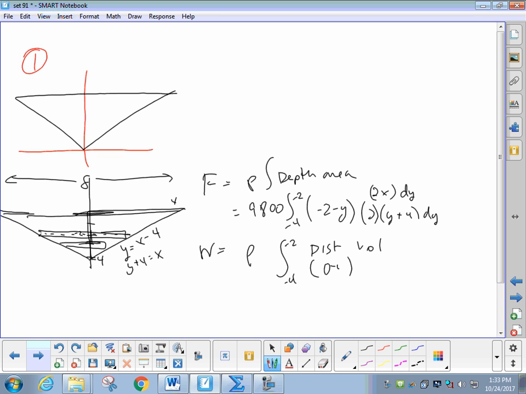0 minus y, exactly. The volume is still going to be length times width times height of the slices. So that idea of 2 and y plus 4 for the width and dy for the height, that's cool, but now I need to bring in this component, which I think is 3. So you need that in there. And then you should be rolling. Okay?